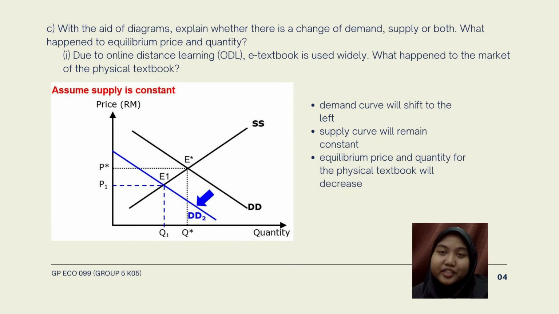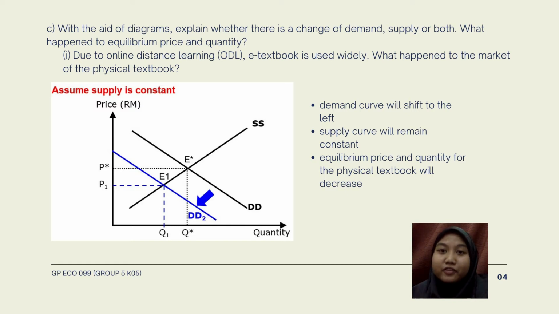Moving on to the next question, with the aid of diagrams, explain whether there is a change of demand, supply or both. What happened to the equilibrium price and quantity? The first question: due to online distance learning, e-textbooks are widely used. What happened to the market of physical textbooks? In answering this question, we are going to assume that supply is constant, as shown in the diagram.